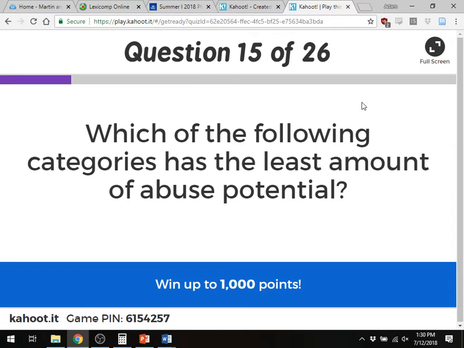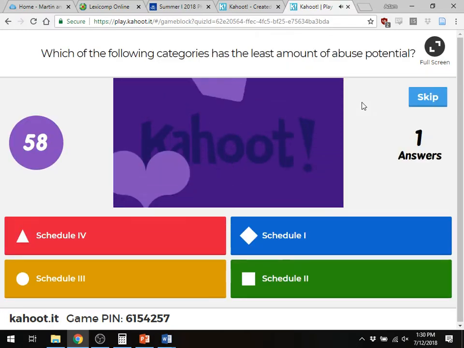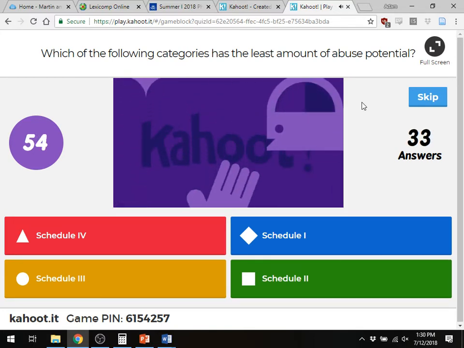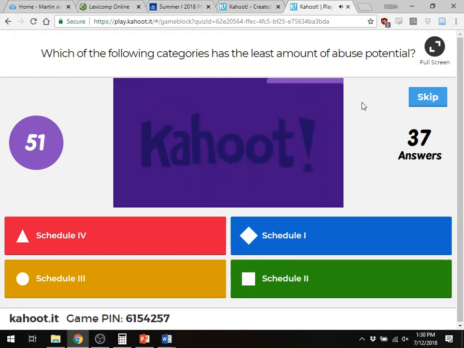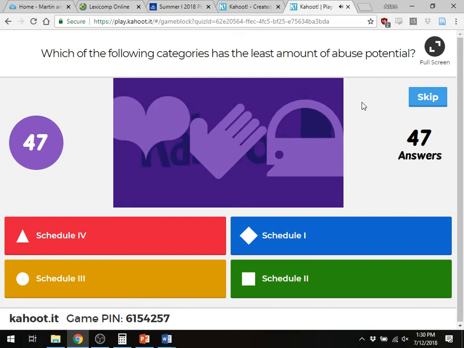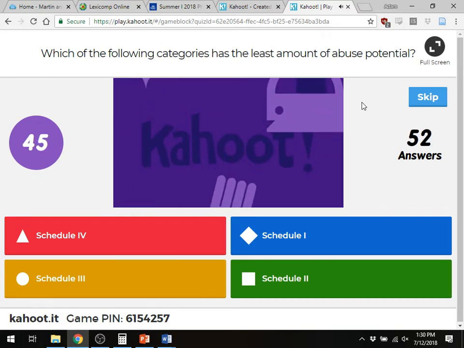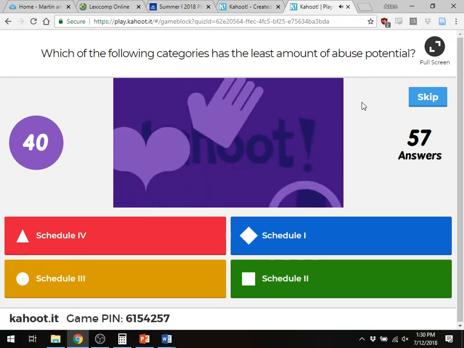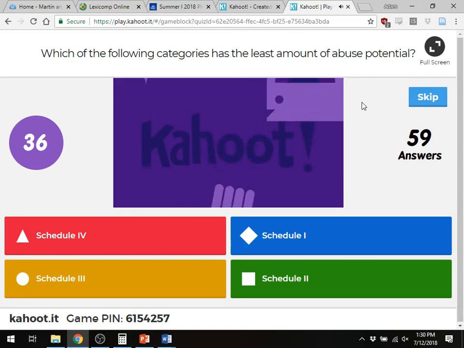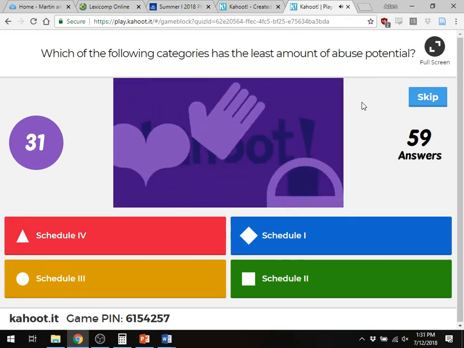Okay. Which of the following categories has the least amount of abuse potential? So going back to controlled substances. Schedule 4 is the first one here because it randomized the answer. Schedule 1, 3, or 2. The least amount of abuse potential. Least likely to cause addiction. When you use it, try to get high. Least amount. You could have put C1, C2, C3. That would have been acceptable as well to put down here.